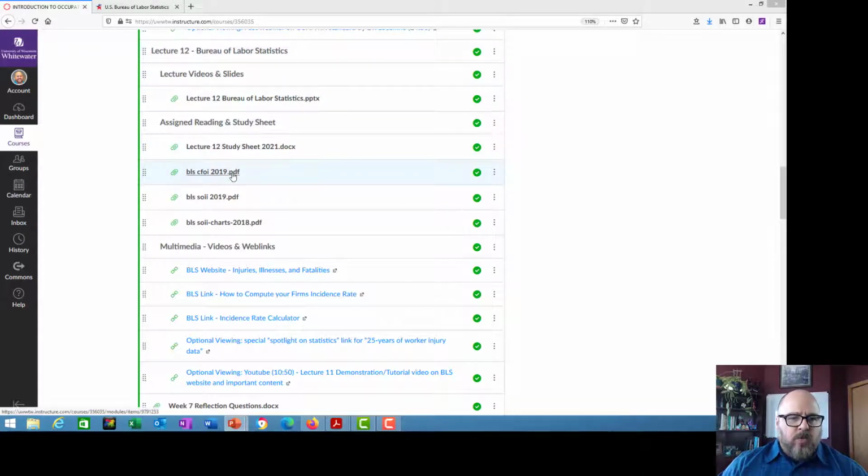I provided you with the CFOI for 2019. It's the news release, and its complement, the non-fatal, through the SOI report. Here are the charts. Down here, I've got links to different parts of the Bureau of Labor Statistics, so you can look at it. I've got this interesting 25 years of injury data. I used to ask questions on it, but it's sort of interesting. I had an old tour, but I'll take that off, you really don't need that.